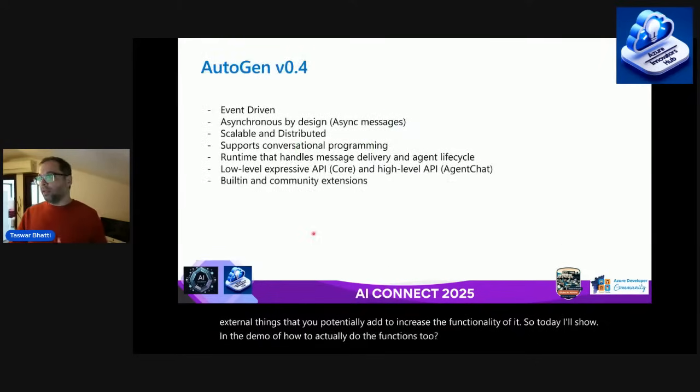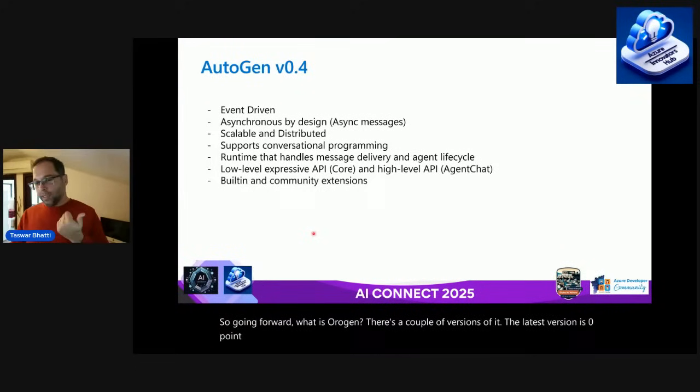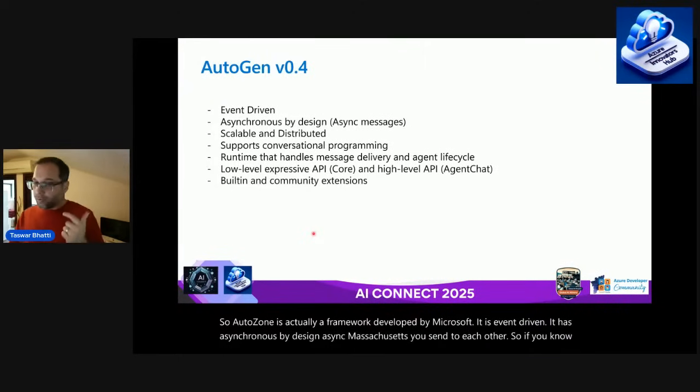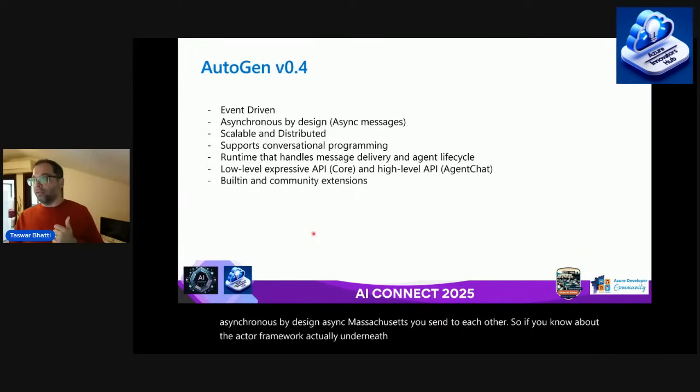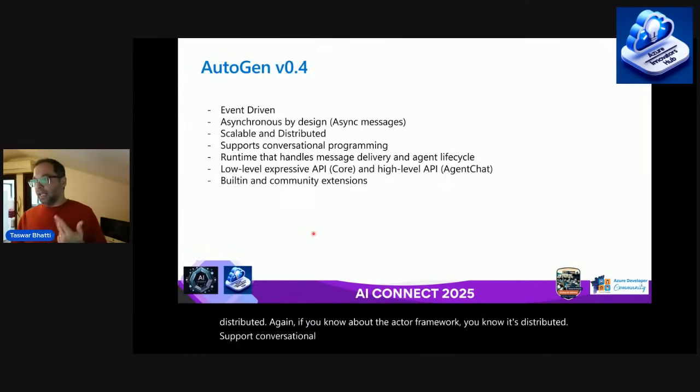Going forward, what is Autogen? There are a couple of versions of it. The latest version is 0.4. Autogen is a framework developed by Microsoft. It is event-driven and asynchronous by design, with async messages you send to each other. If you know about the actor framework, underneath it is actually the actor framework. It's scalable and distributed. It supports conversational programming, and it has a runtime that handles message delivery.